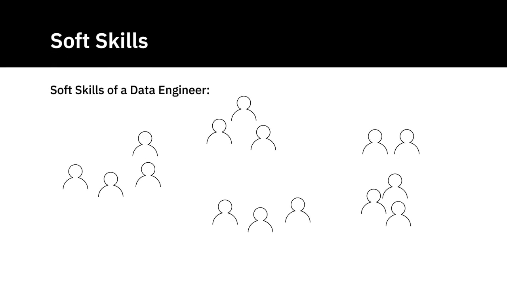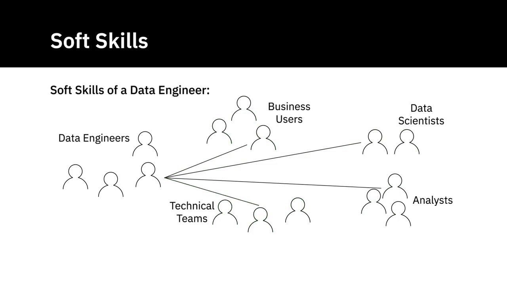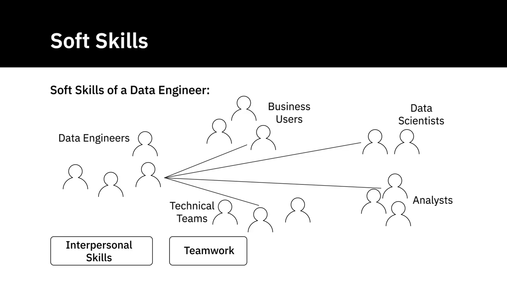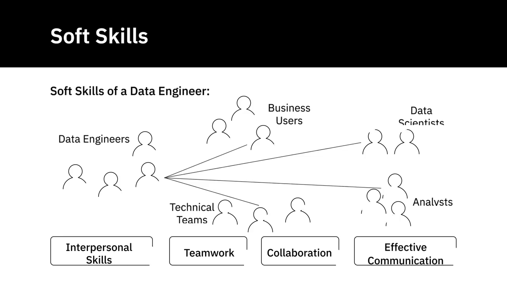Data engineering is a team sport. You could have multiple data engineers bringing in their specialization to collaborate on a project, closely interacting with the data consumers, which includes the analysts, data scientists, business users, and other technical teams. Therefore, interpersonal skills, teamwork, and collaboration are essential for data engineers. As a data engineer, you need to be able to communicate effectively with both technical and non-technical stakeholders in a manner that a clear understanding can be established.